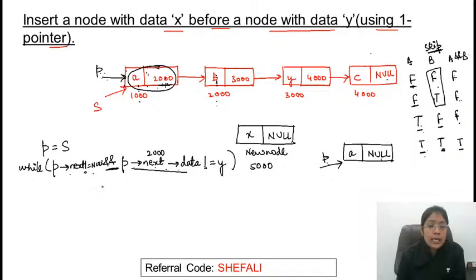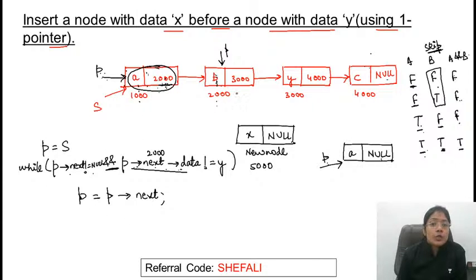If this is the case, P of next is not equal to null, then the first condition is true, then it will check for the second condition. P of next is 2000, 2000 of data is B, B is not equal to Y, that condition is also true, so P will be updated. So P is equal to P of next.